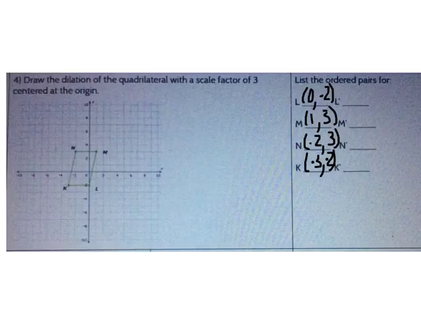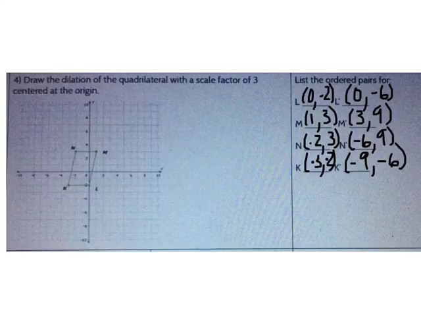Point L is located at 0, -2. Point M is located at 1, 3. Point N is located at -2, 3. And point K is located at -3, -2. Now, to draw my dilation, I need to multiply each ordered pair by the scale factor. What will be the new ordered pairs for L', M', N', and K'?